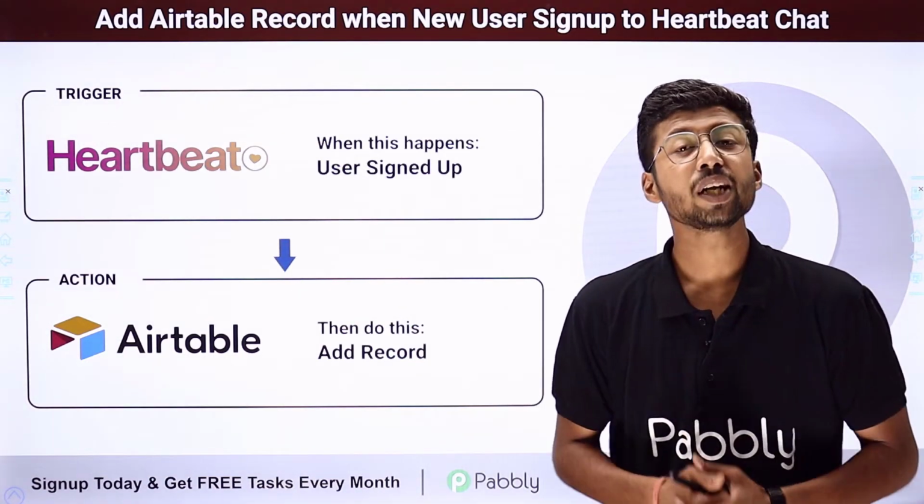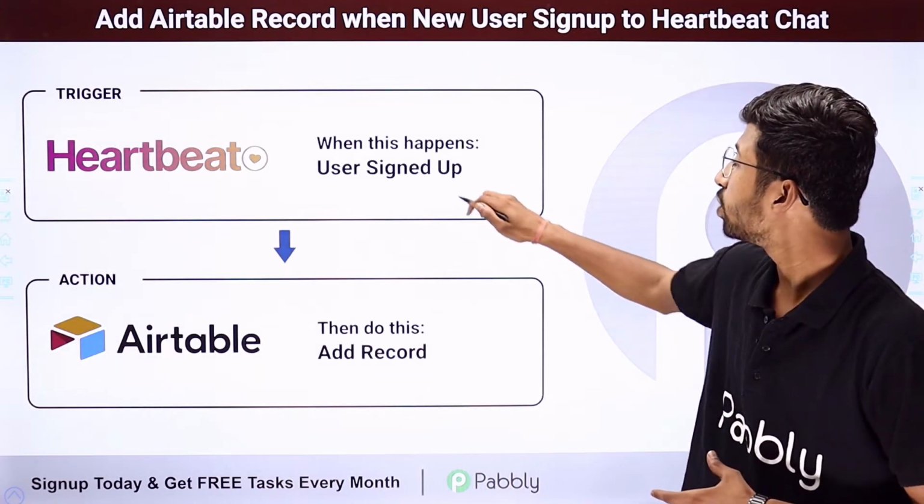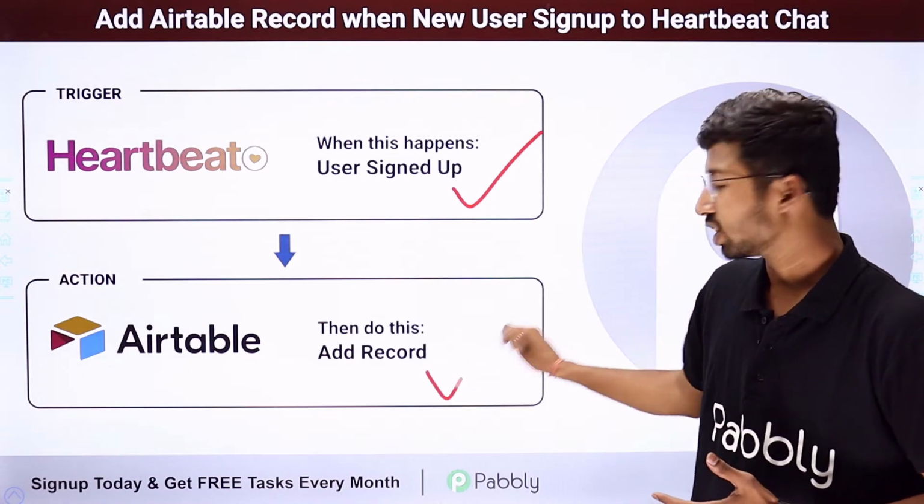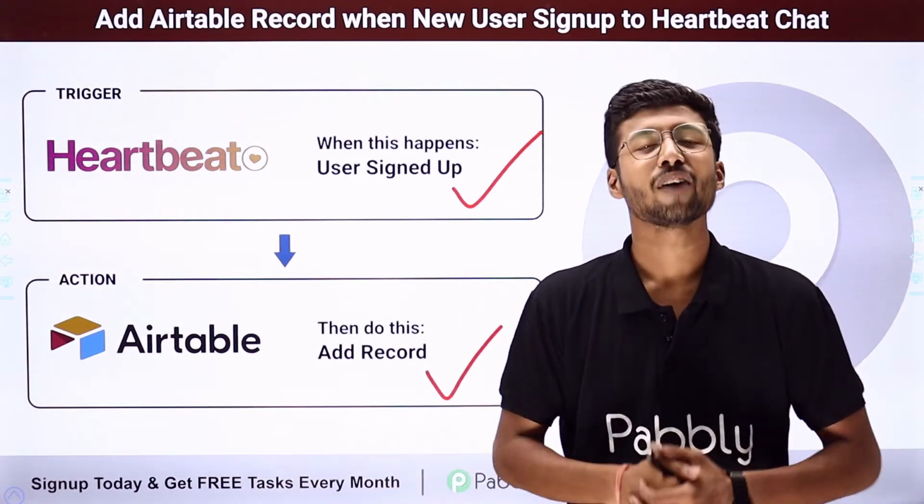So you can completely automate this process, and the trigger of this automation will be signing up of a new user in Heartbeat, and the action will be addition of record in Airtable. Now how you can set up this automation for yourself, to know this you have to come with me to my screen.